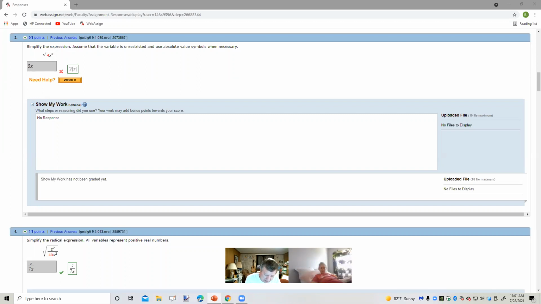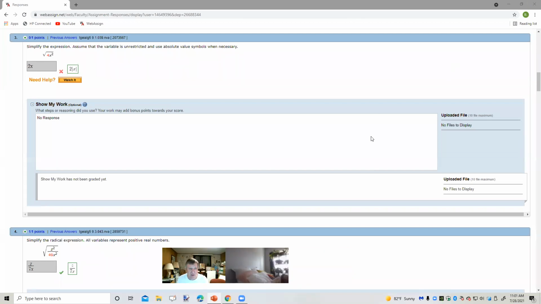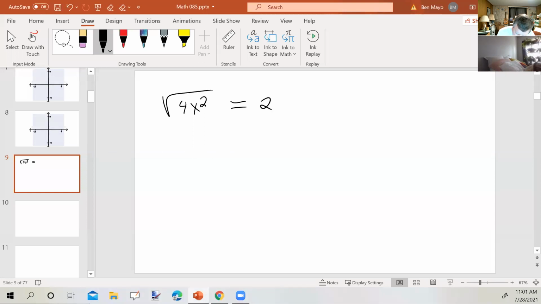All right, now, the situation is this. It says simplify the expression, assume that the variable is unrestricted, and use absolute value symbols when necessary. If the variable is unrestricted, that means it could be positive or it could be negative. So initially we'd get 2x as our answer. However, since x can be negative, and when you take the even root, in this case the square root of a number, you can't get a negative answer, so since x could be negative, we have to put absolute value bars on it.